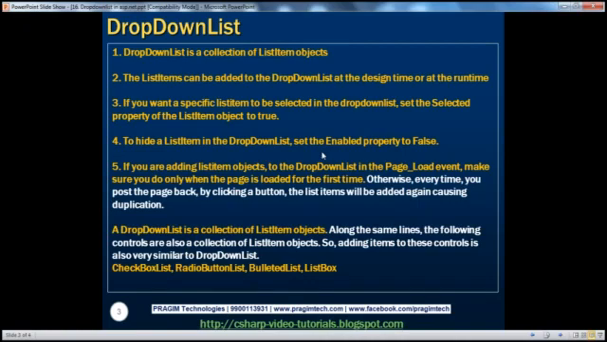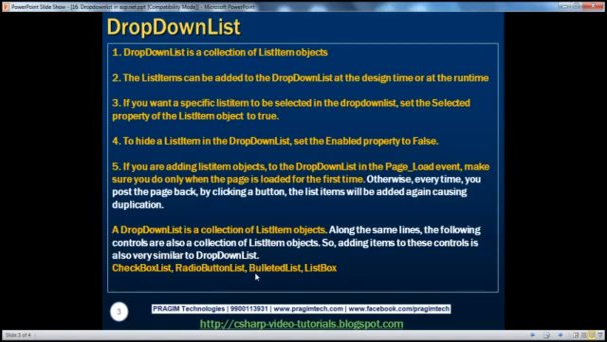Now remember, not only drop-down list, but all the list controls, checkbox list, radio button list, you can see them here, bulleted list, list box, are actually collections of list item objects. So if you know how to add items to a drop-down list, then it's very easy to understand adding items to these controls, because it's essentially the same. You are adding list item objects.